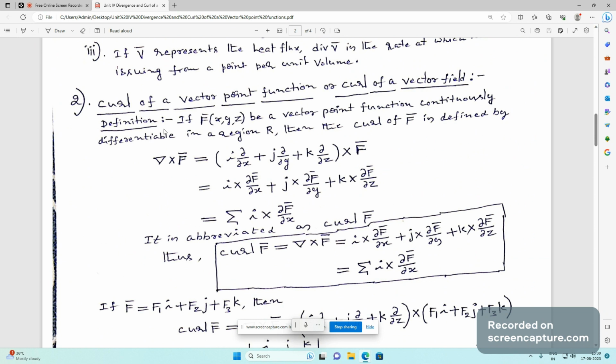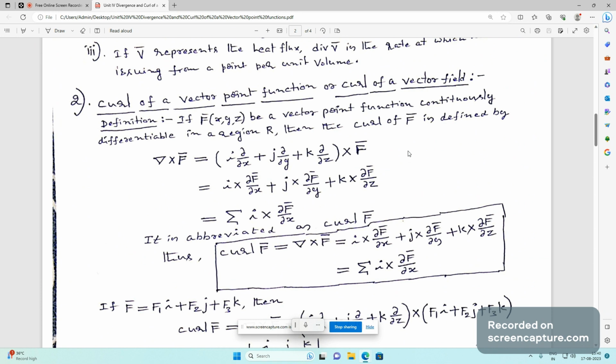The definition: if f bar of x, y, z is a vector point function continuously differentiable in the region R, then the curl of f bar is defined by del cross f bar equals i ∂/∂x plus j ∂/∂y plus k ∂/∂z cross f bar. That is equal to i cross ∂f bar/∂x plus j cross ∂f bar/∂y plus k cross ∂f bar/∂z, which is equal to sigma i cross ∂f bar/∂x. It is abbreviated as curl f bar.